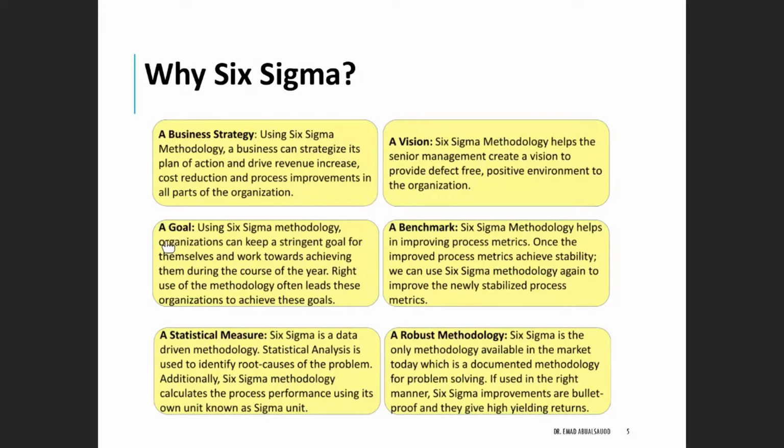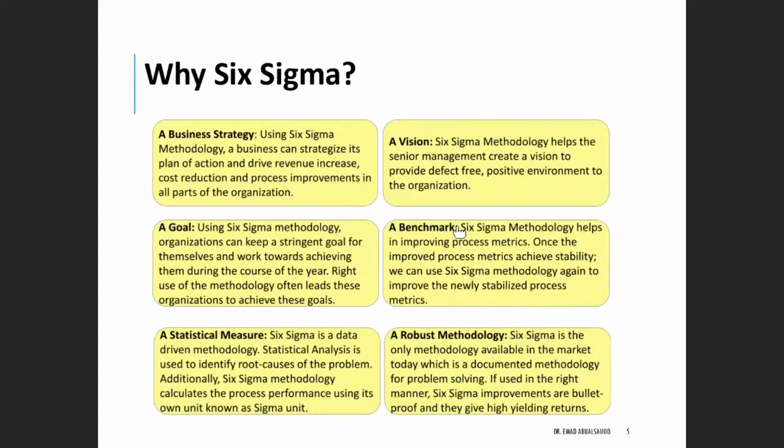You can also do it on a lower scale than strategy and vision. Easily you can put it as a goal, and you keep this goal, and you achieve it, and you put it as a target to achieve the organization's goals. So this is a lower scale compared to the strategy and the vision. You can also use the Six Sigma as a benchmark.